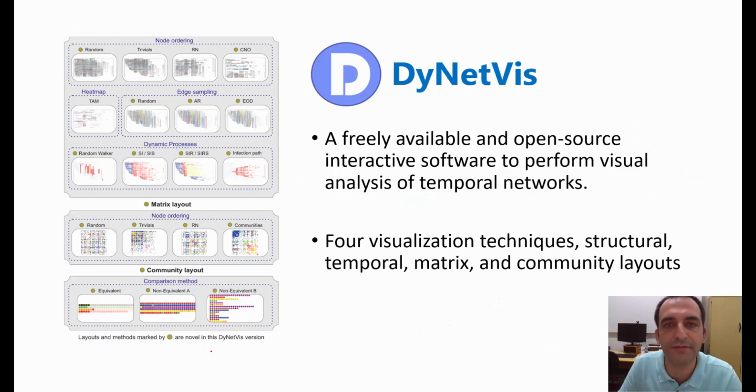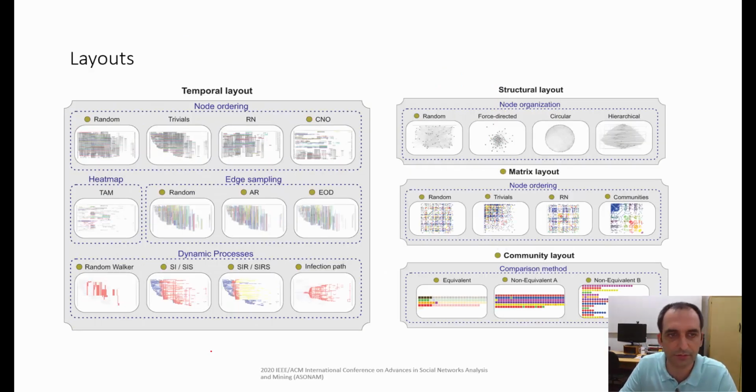So, what is DynetVis? DynetVis is a freely available and open source interactive software to perform visual analysis of temporal networks. It provides 4 visualization techniques: structural, temporal, matrix, and community layouts. Here are some examples of the layouts.